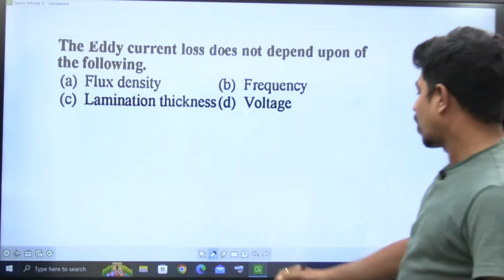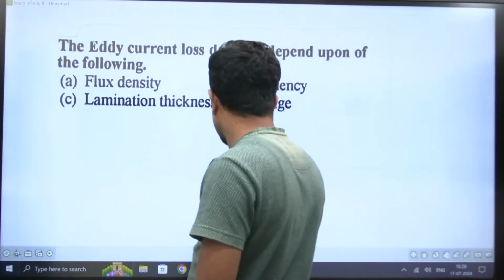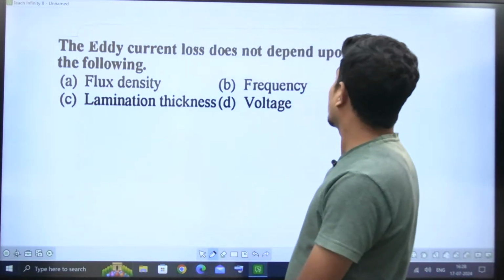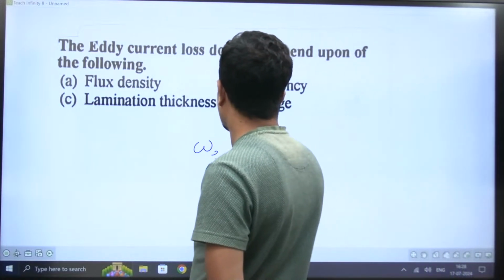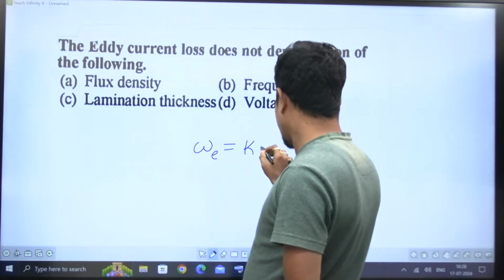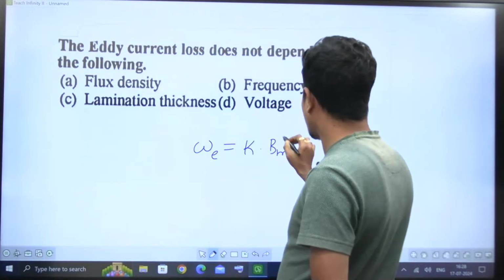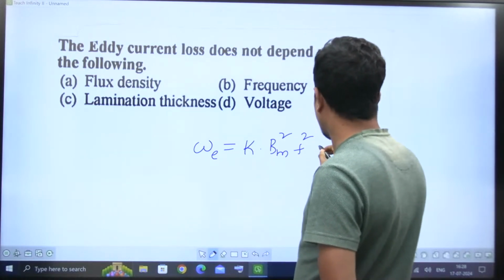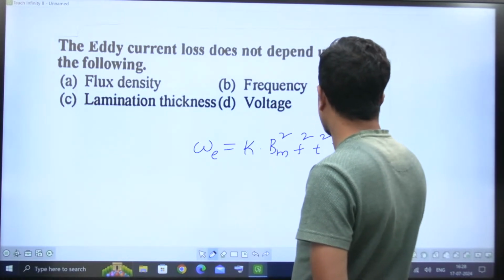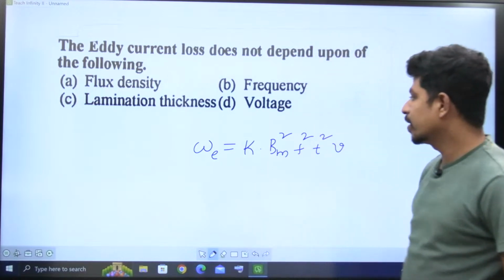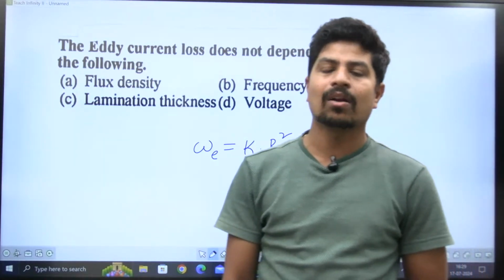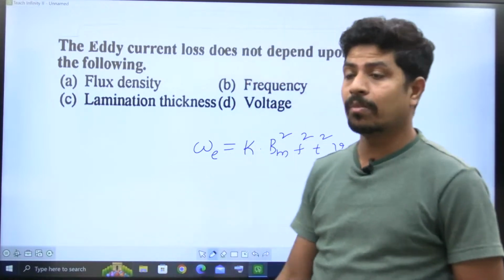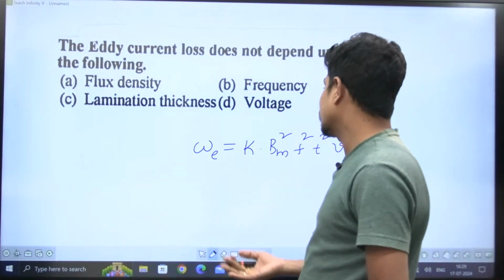The eddy current loss does not depend upon which of the following? What is the eddy current loss formula? That is some K into B max square into F square into T square into V. That is the eddy current loss formula in a transformer. K is some constant. B max is the maximum flux density.